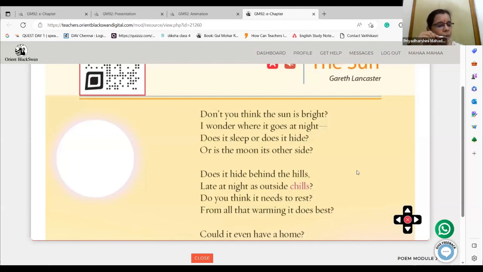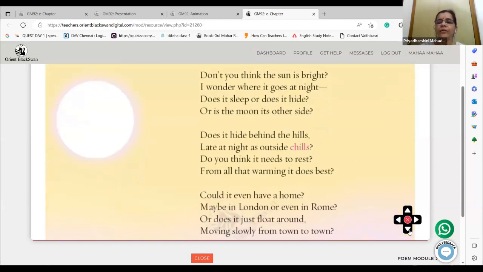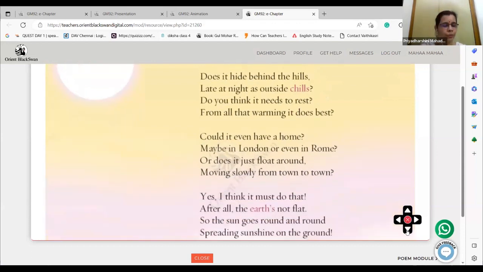Or does it hide behind the hills as it grows cold when night comes? Could it be tired and resting? So he is asking whether it is so tired. Could it be tired and resting after warming us so well during the day? So do you think it needs to rest from all that warming it does best? And in the next stanza, the poet wonders whether it has got a home also.